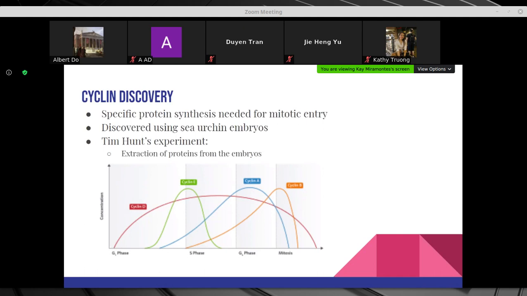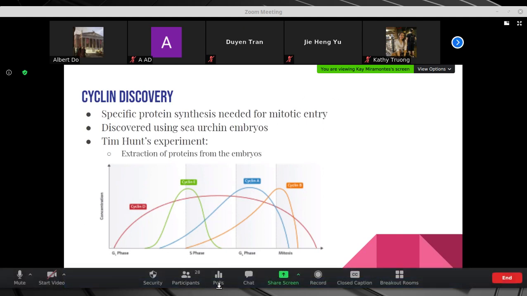Protein extracts were then made from these fertilized eggs and then run on an SDS page.